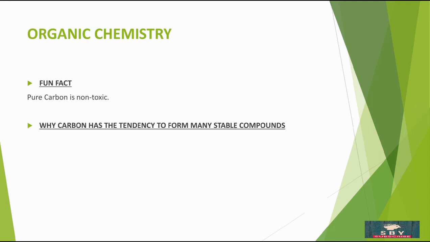Why does carbon have a tendency to form many stable compounds? If you are watching this video, I believe you might have seen certain structures where carbon is connected to another carbon, very long, connected to hydrogen, oxygen, nitrogen, or any halogen. Now, why is carbon able to form so many stable compounds? So one, it is tetravalent. Carbon being tetravalent means that it has 4 electrons on the outermost shell. Since it has 4 electrons on the outermost shell, it can form bonds with more elements.